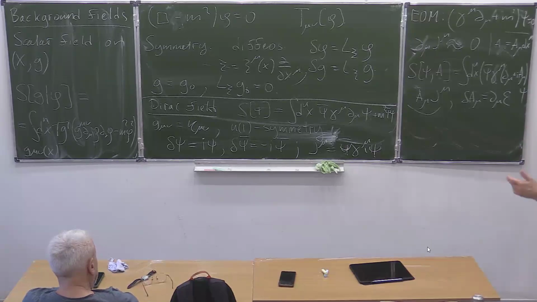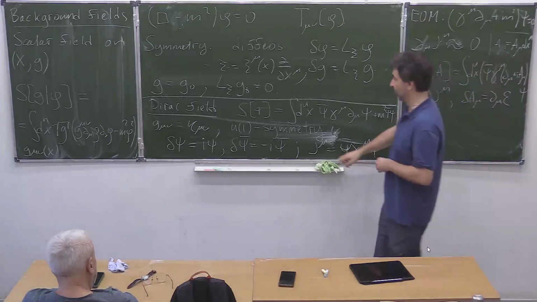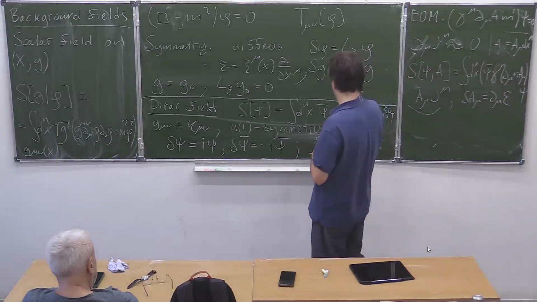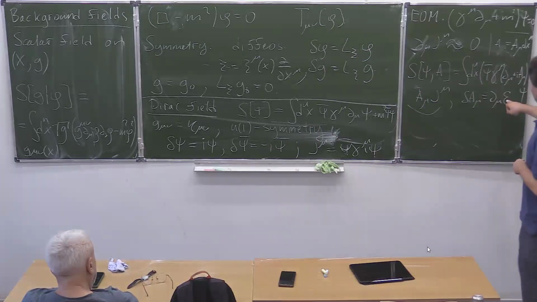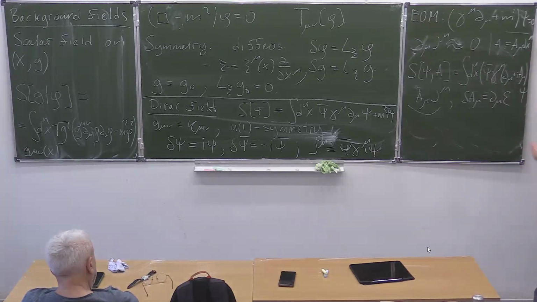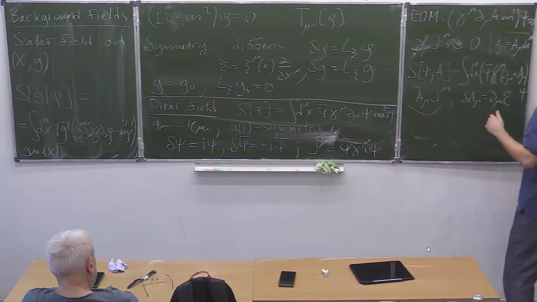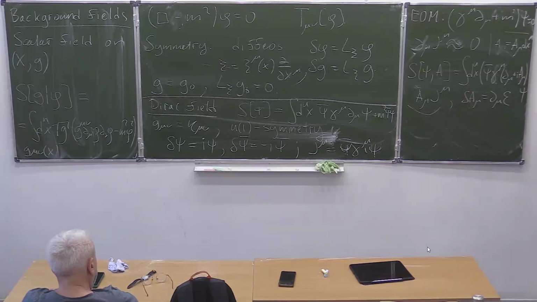which kind of emerged from gauging this global symmetry, because here the parameter of symmetry was a constant, but here the parameter of symmetry becomes a generic function of space-time. So this is a result of gauging. That's what people vaguely call gauging, but it's a very vague term. In different contexts, people mean different things.